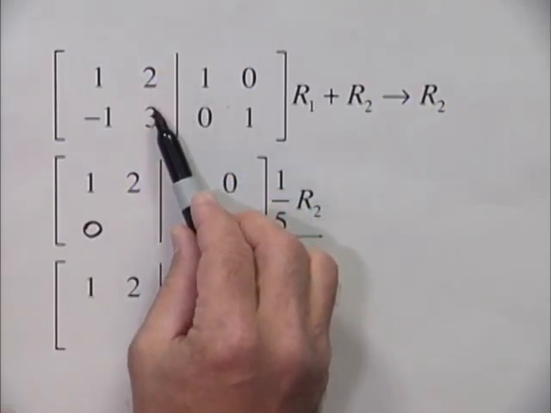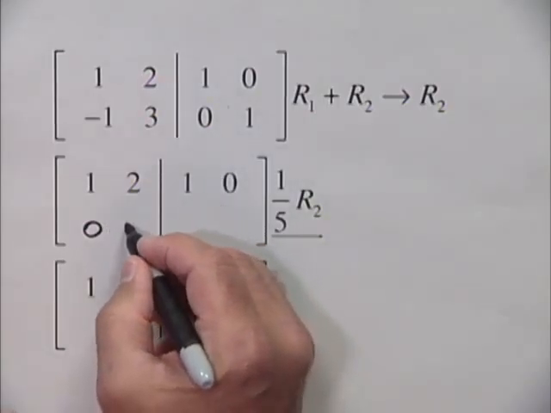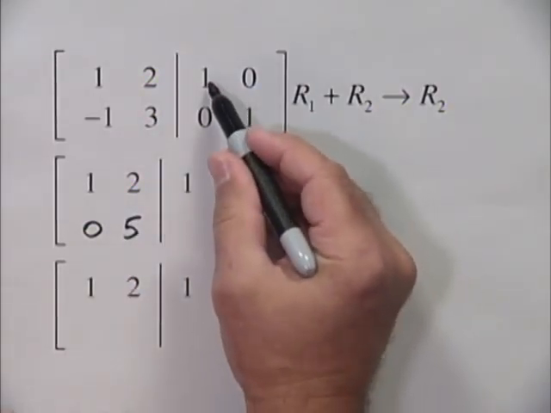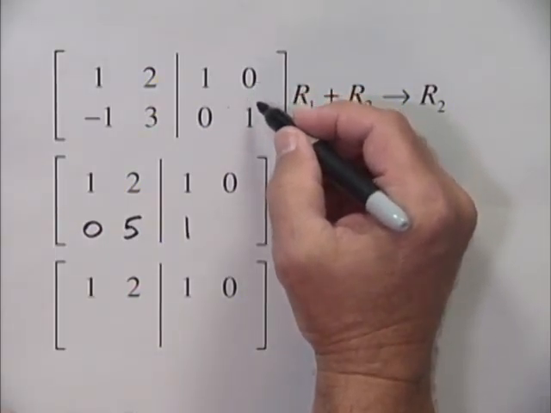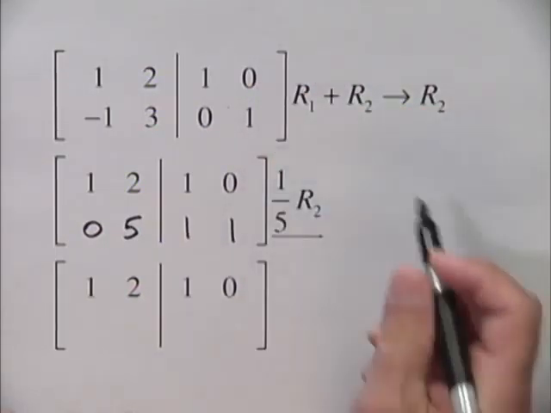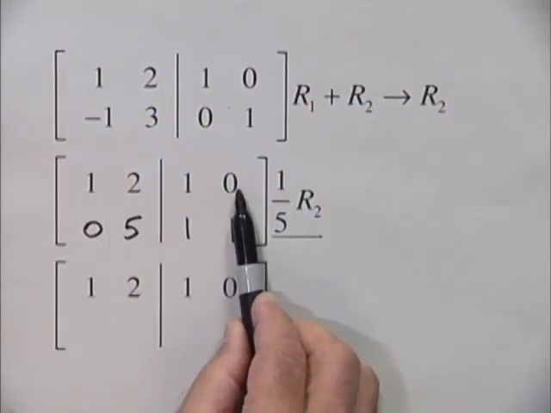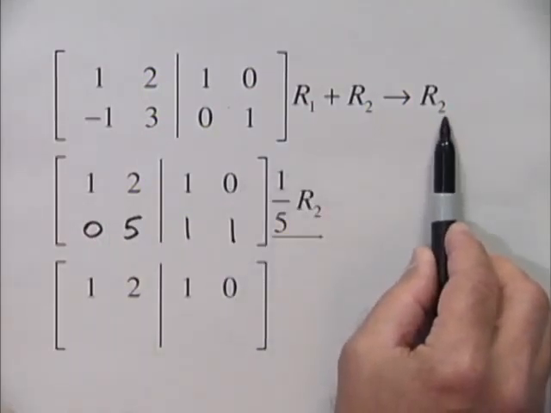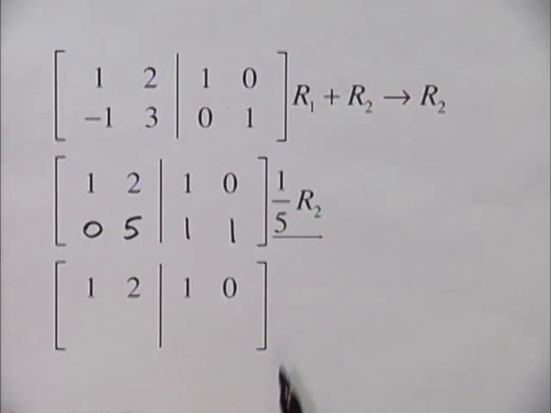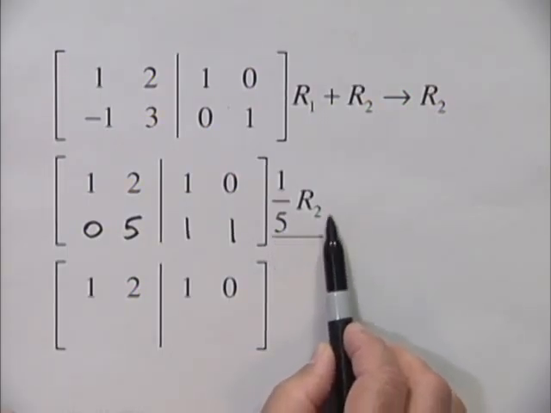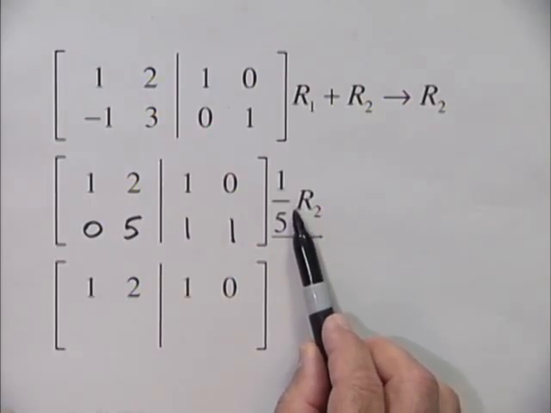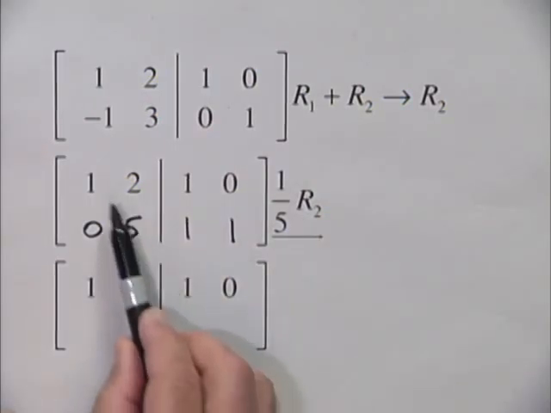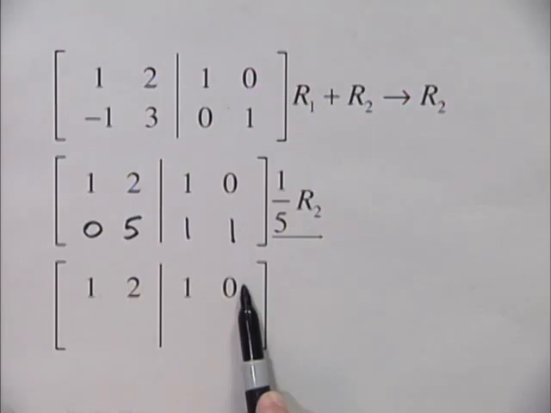Then we add 2 plus 3 is 5, 1 plus 0 is 1, and 0 plus 1 is 1. Notice that row 1 did not change because we were only making a change to row 2. Once again, we perform an operation just on row 2. We're going to multiply by 1/5. So row 1 stays the same.